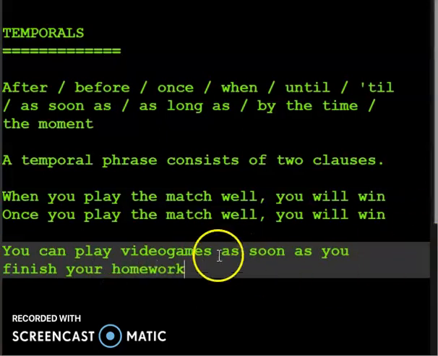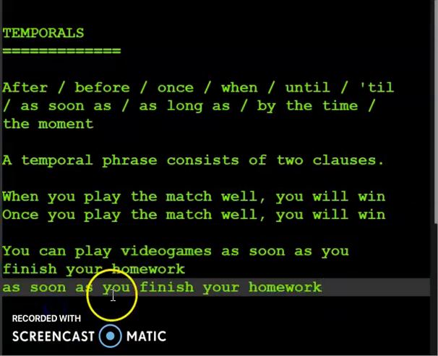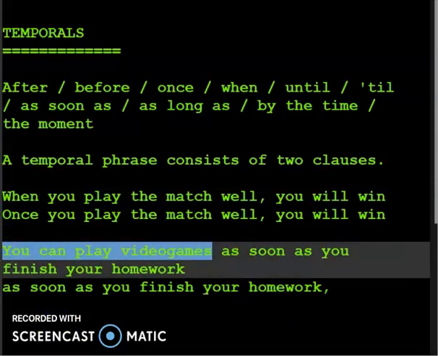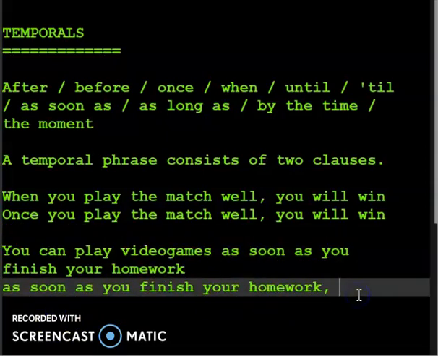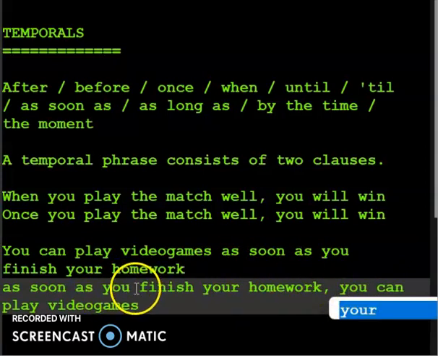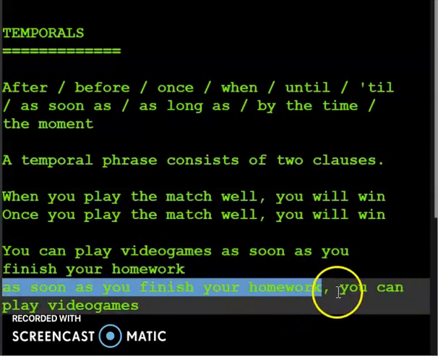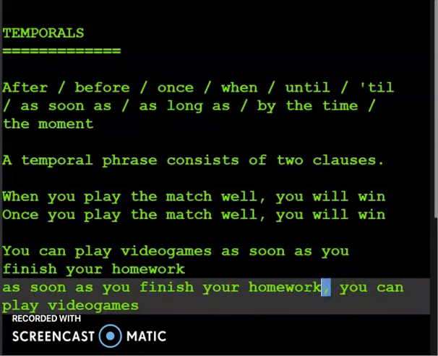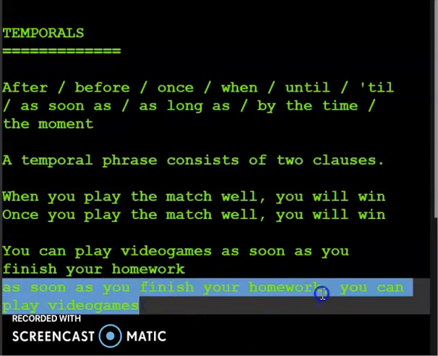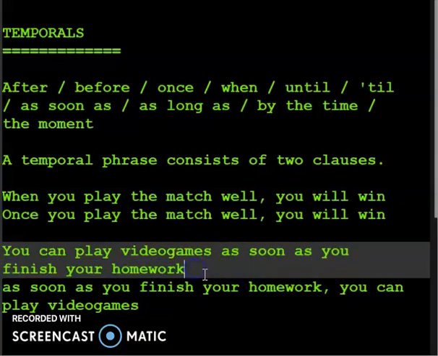So you've still got two clauses, but I haven't put the comma here. If I change the order and put as soon as at the beginning, you'll see that I need to put a comma again. As soon as you finish your homework, you can play video games. So depending on whether the temporal clause is at the beginning or at the end, you will need a comma or not. If the temporal clause is at the beginning, you use a comma. If the temporal clause is at the end, you don't use a comma.